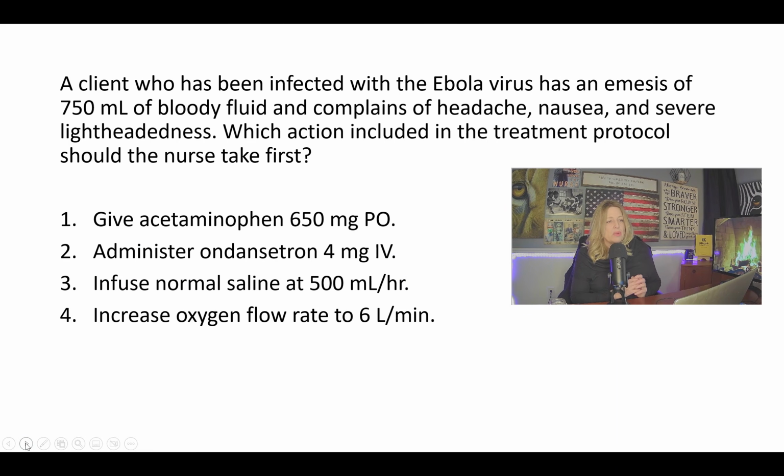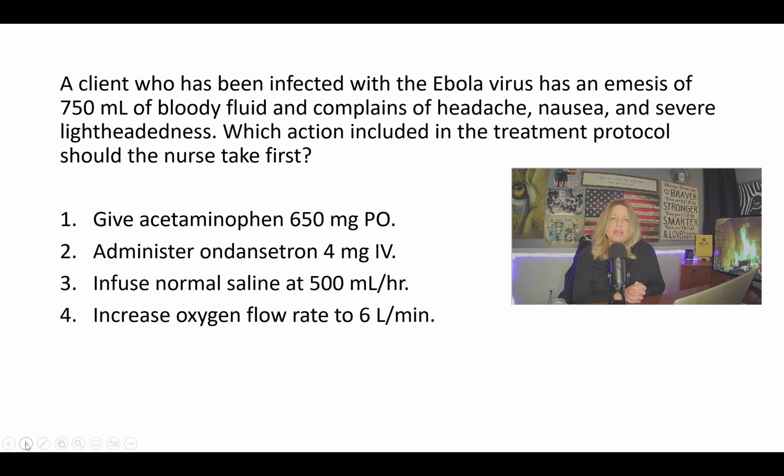A client who's been infected with the Ebola virus has an emesis of 750 mils of bloody fluid and complains of headache, nausea, and severe lightheadedness. Which action included in the treatment protocol should the nurse take first? Give acetaminophen, administer ondansetron, infuse normal saline, or increase the oxygen flow rate to 6 liters per minute.